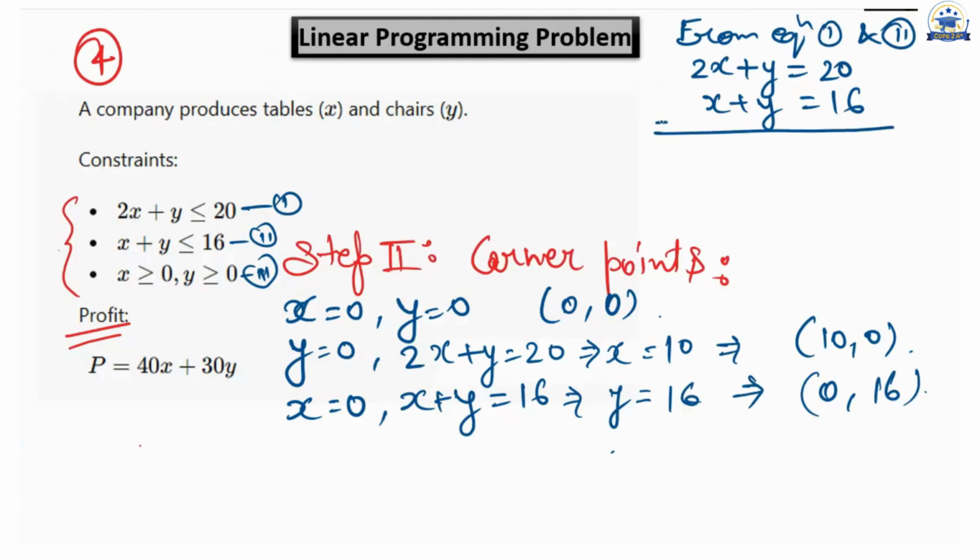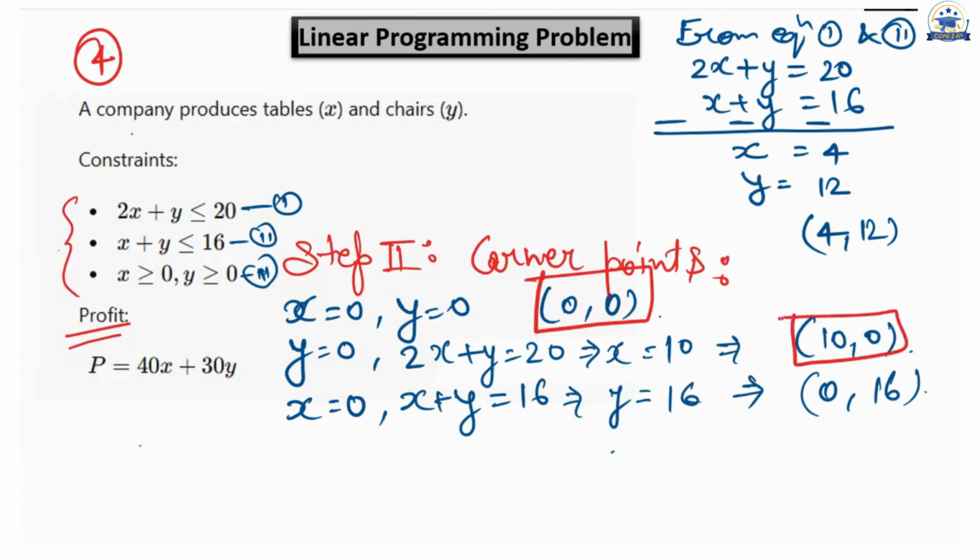Now let's subtract. After subtraction, what are we getting? x equals 4. If x equals 4, then y equals what? 16 minus 4. How much is it? 12. Then the coordinate would be 4, 12. So how many coordinates do we have? 4, right? One origin point, second, third, and the fourth. Step 2 is completed.